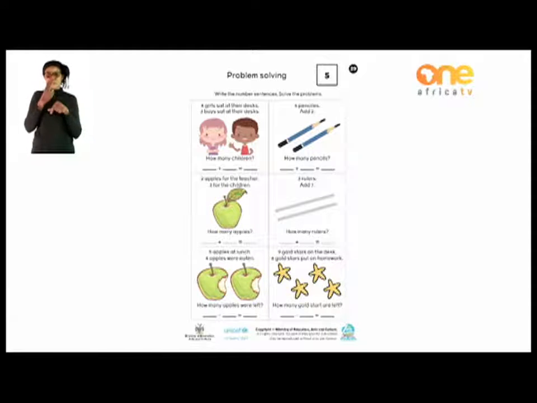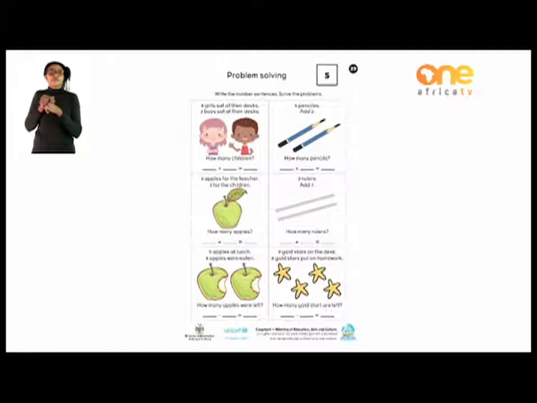What do you see there? I see a girl and a boy. Now let's read there on top. 4 girls sat at their desks. 3 boys sat at their desks. How many children? Now you will see there's a line, there's a plus, there's a line, there's an equal sign, and there's a line again. So you must write the numbers that they give you. You must write the numbers on the lines below.